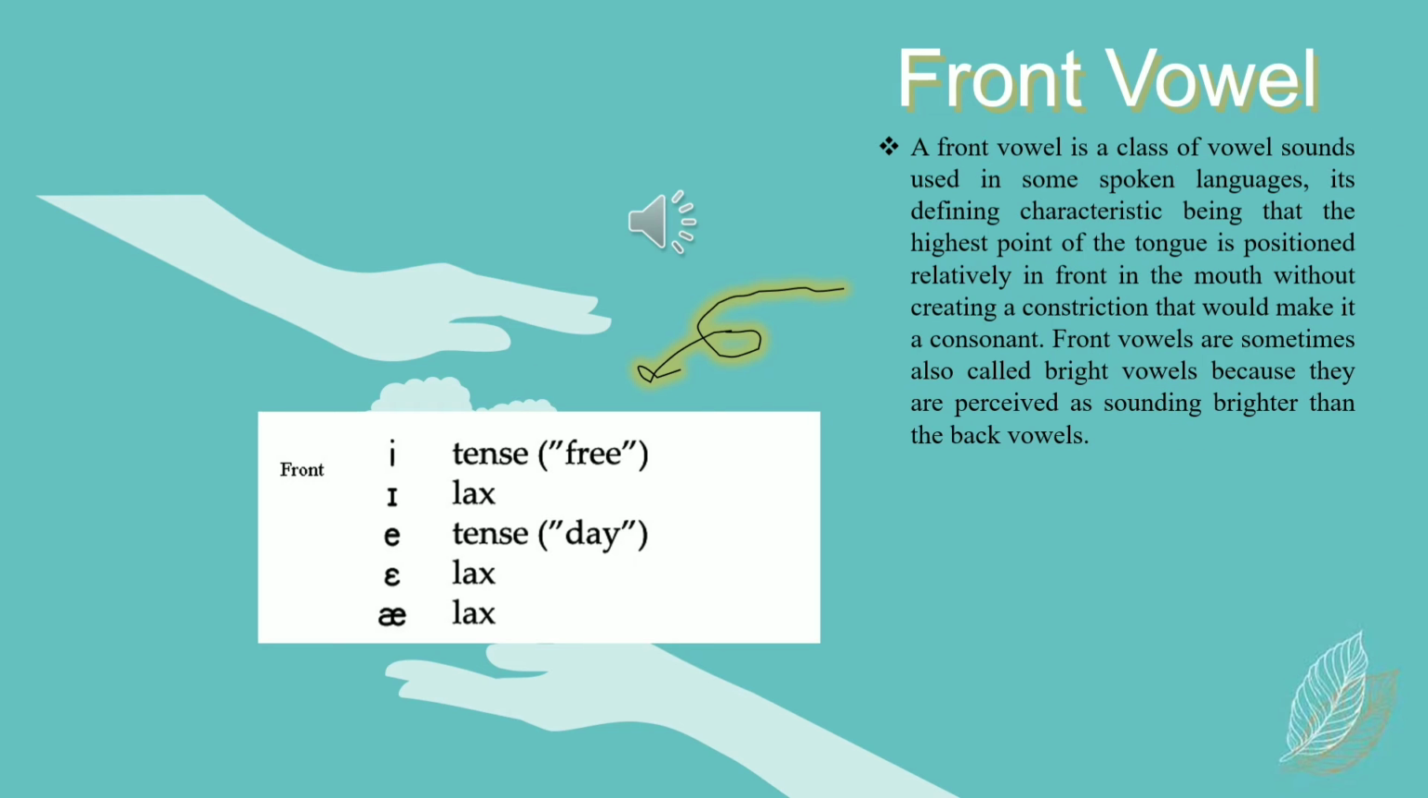Front vowel. Front vowel is a class of vowel sound used in some spoken languages, its defining characteristic being that the highest point of the tongue is positioned relatively in front in the mouth without creating a constriction that would make it a consonant. Front vowels are sometimes also called bright vowels because they are perceived as sounding brighter than the back vowels. The example: i, ɪ, e.